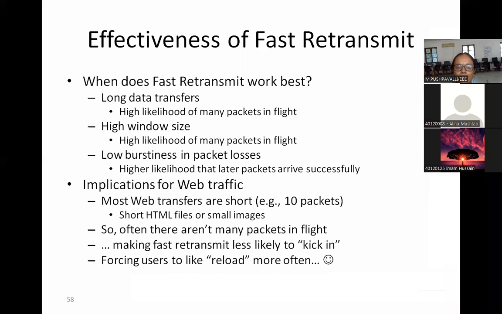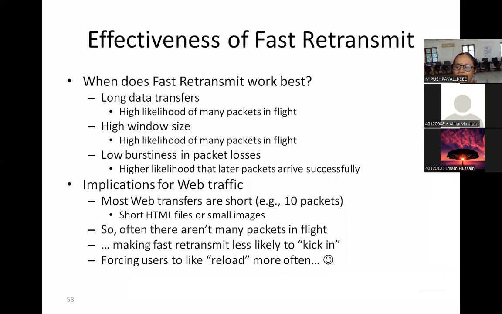Why? Because when does the fast retransmit work? Long data transfer. For example, I'm using 4 gigabyte links instead of 10 Mbps links, and high window size, where my receiver can accommodate a high window size on the receiver side, and low burstiness in packet losses. There is low traffic or congestion control or implications of web traffic. In all these conditions I can do my fast retransmission.